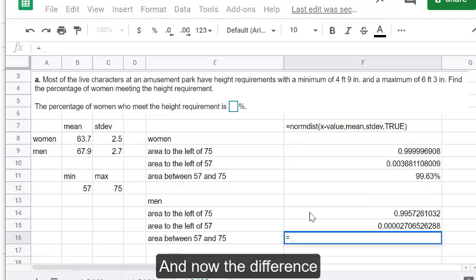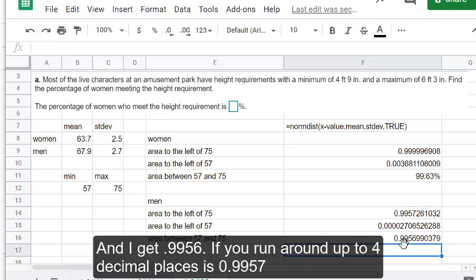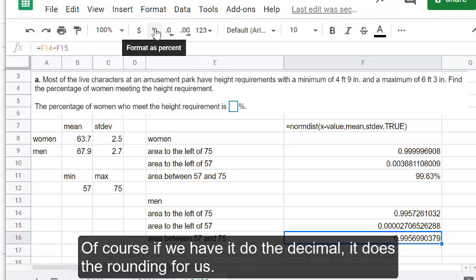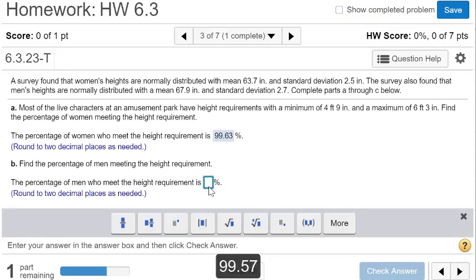And now the difference. So those values subtracted, and I get 0.9956. If you want to round that off to 4 decimal places, it's 0.9957. Of course, if we have it do the decimal, it does the rounding for us. 99.57.